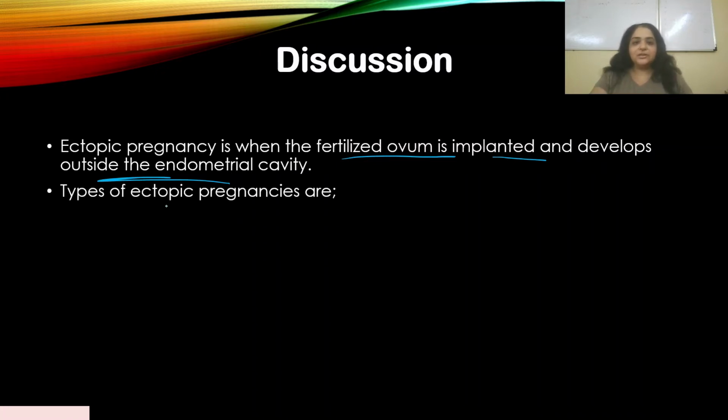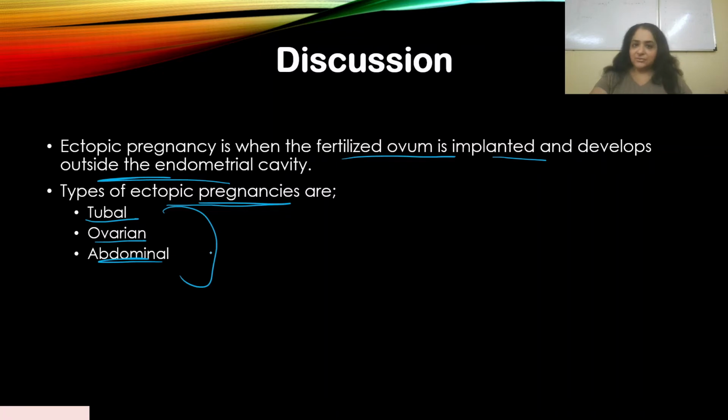Types of ectopic pregnancies are tubal, ovarian, and abdominal. So it can occur in the fallopian tube, which is not right, in the ovary, which is again not right, or in the abdomen. These are the types of ectopic pregnancies. Just learn it as a definition, for NEET if they ever ask you. Simple. Let's move on then.